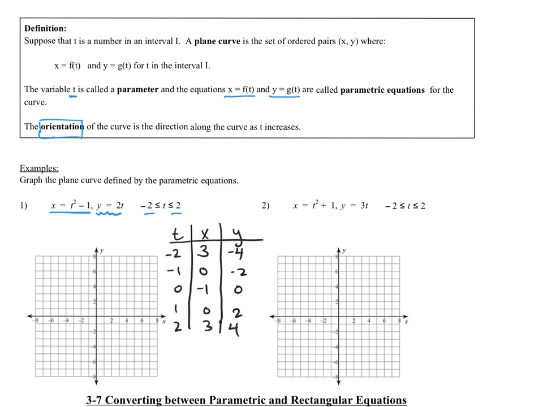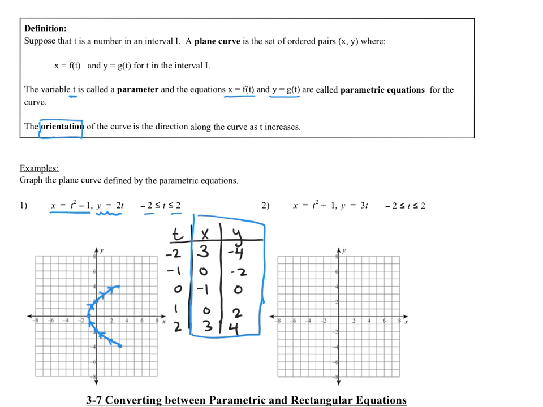What we're plotting are just these points here. We're going back to a rectangular coordinate system. So we'll plot 3, -4, 0, -2, -1, 0, 0, 2, and 3, 4. We don't go past our two endpoints because it's a specific interval. But what it looks like we have is part of a parabola facing sideways. And we know that we travel along the curve in this direction. So we need to make sure that we put these arrows in to mark the orientation. And there we've done it. We've graphed our first set of parametric equations.